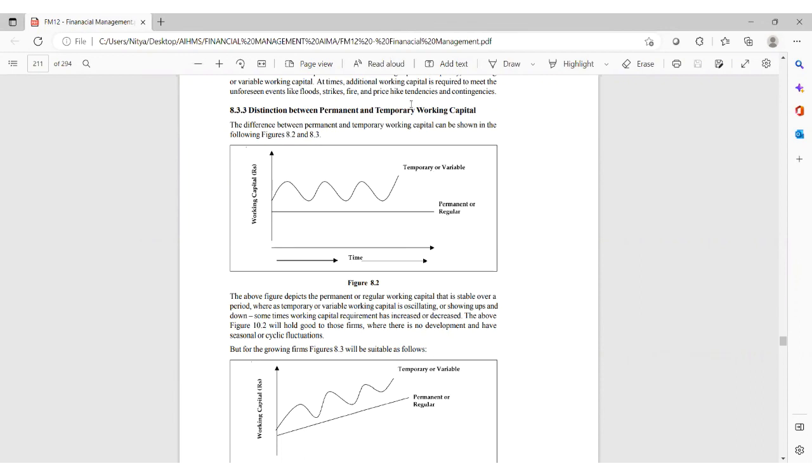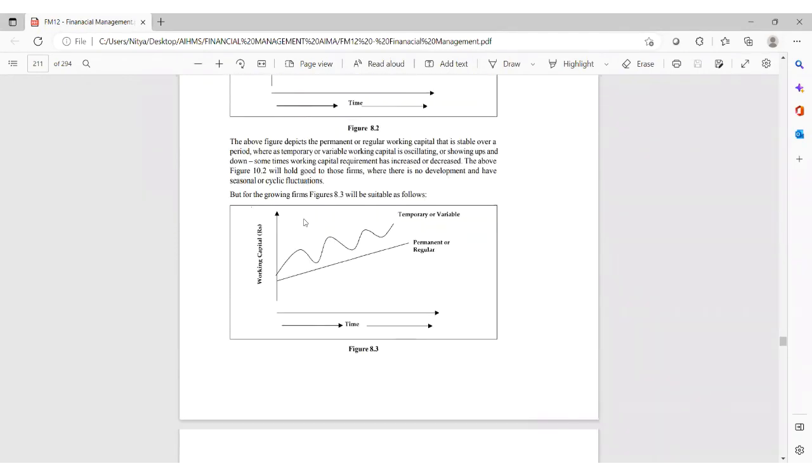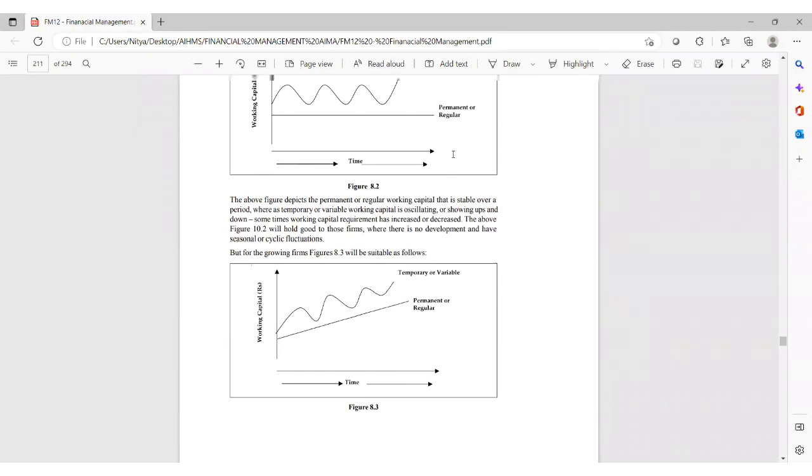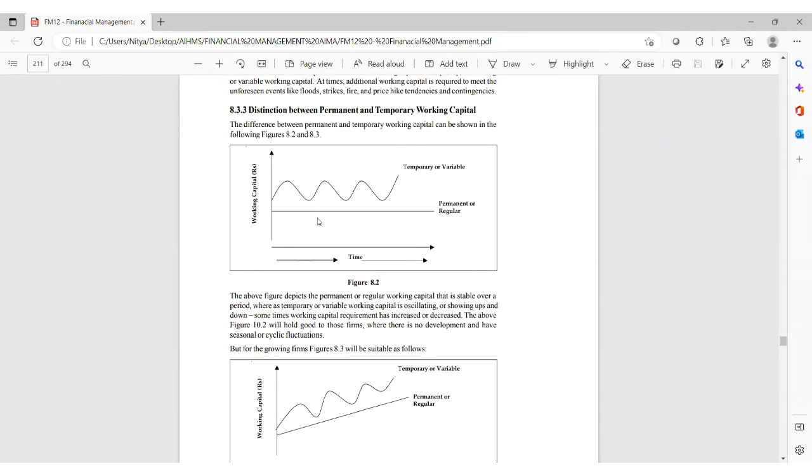But this example, I have taken for a stable firm, right? When I use the term stable organization, that means your working is stable throughout the year. In the sense that my organization is a well established organization, I'm not still struggling to cope up with the market demands. I am into a regular business and it's a stable organization.